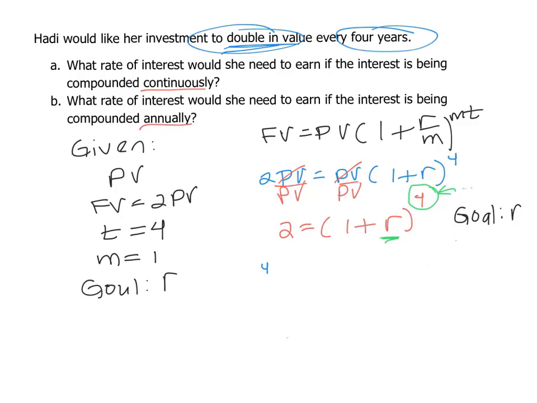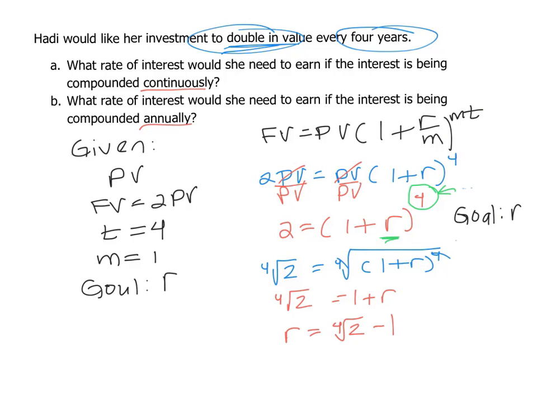So we're going to have the fourth root of 2 is the fourth root of (1 plus r) to the 4th. These are going to cancel each other out, because when you take the fourth root of a fourth power, you're just going to have 1 plus r is the fourth root of 2. And so my r is going to be the fourth root of 2 minus 1, which is approximately 0.189.